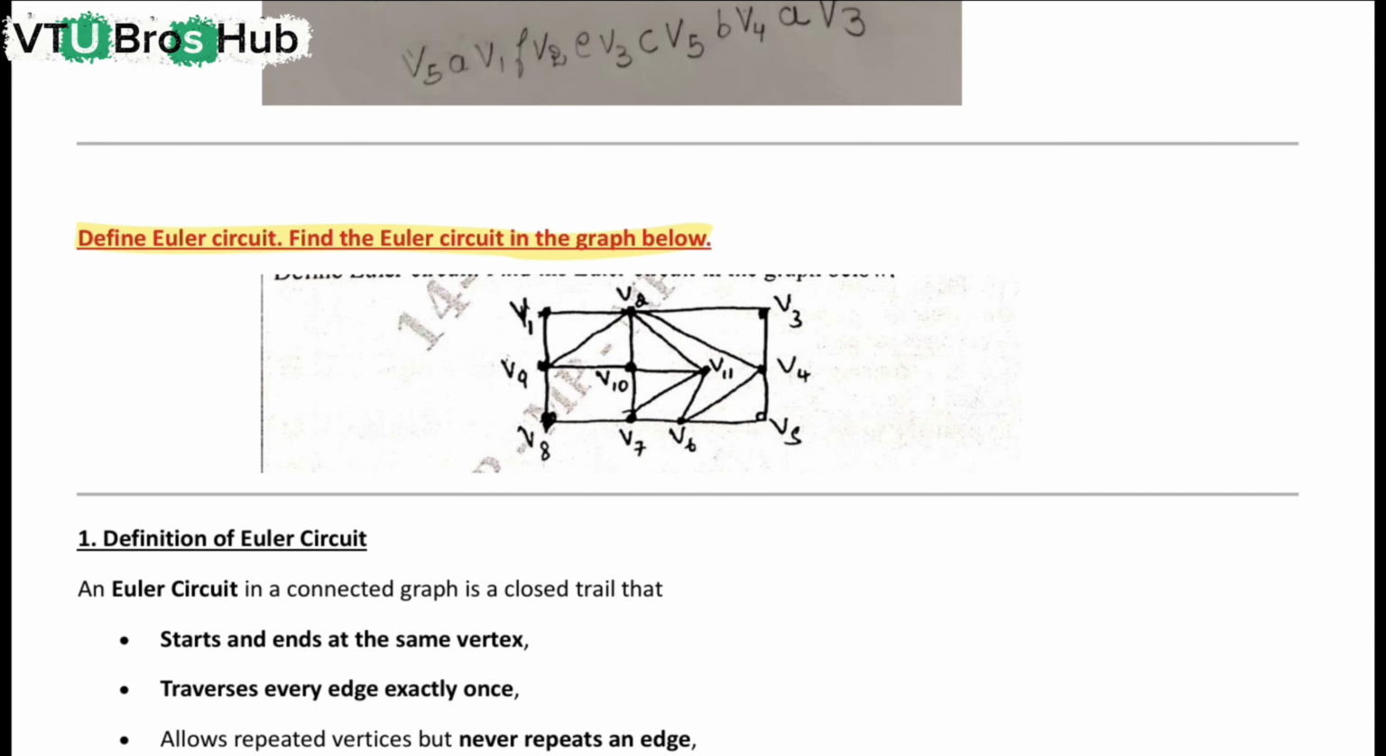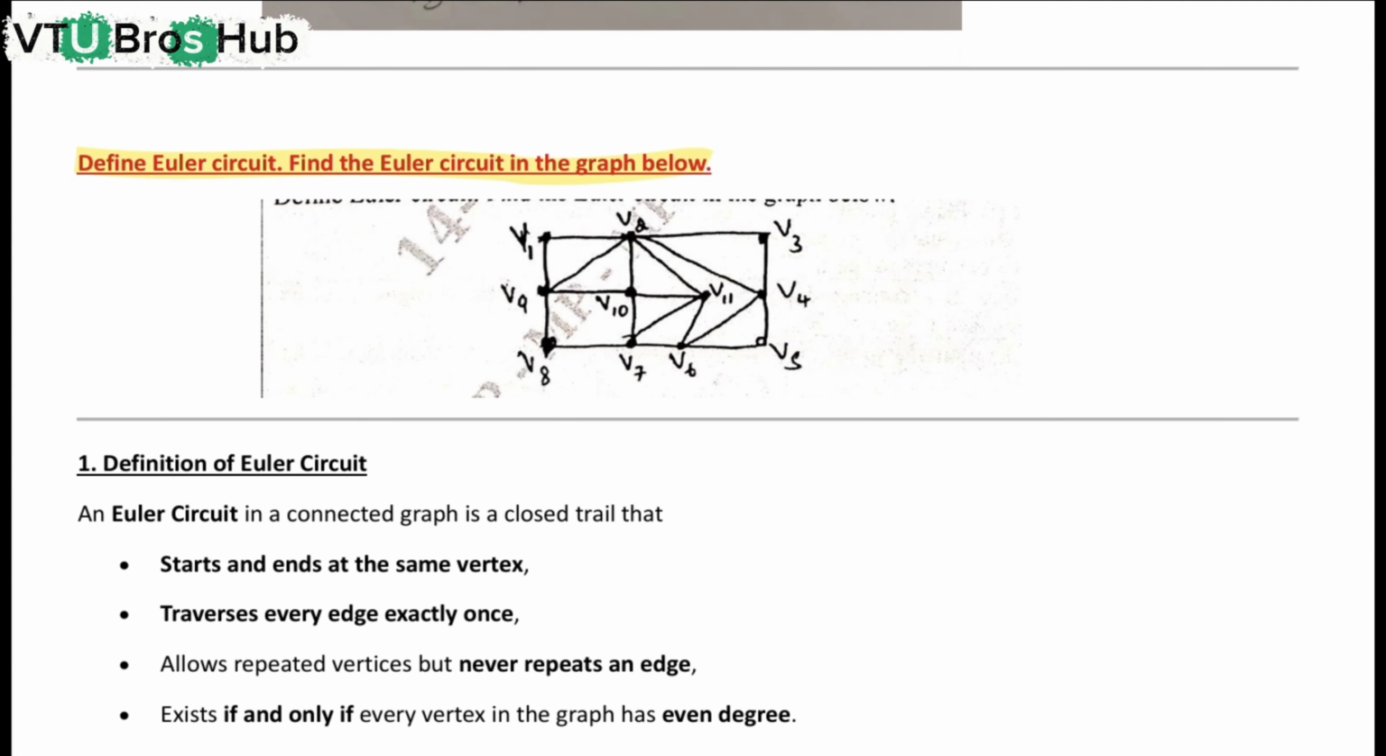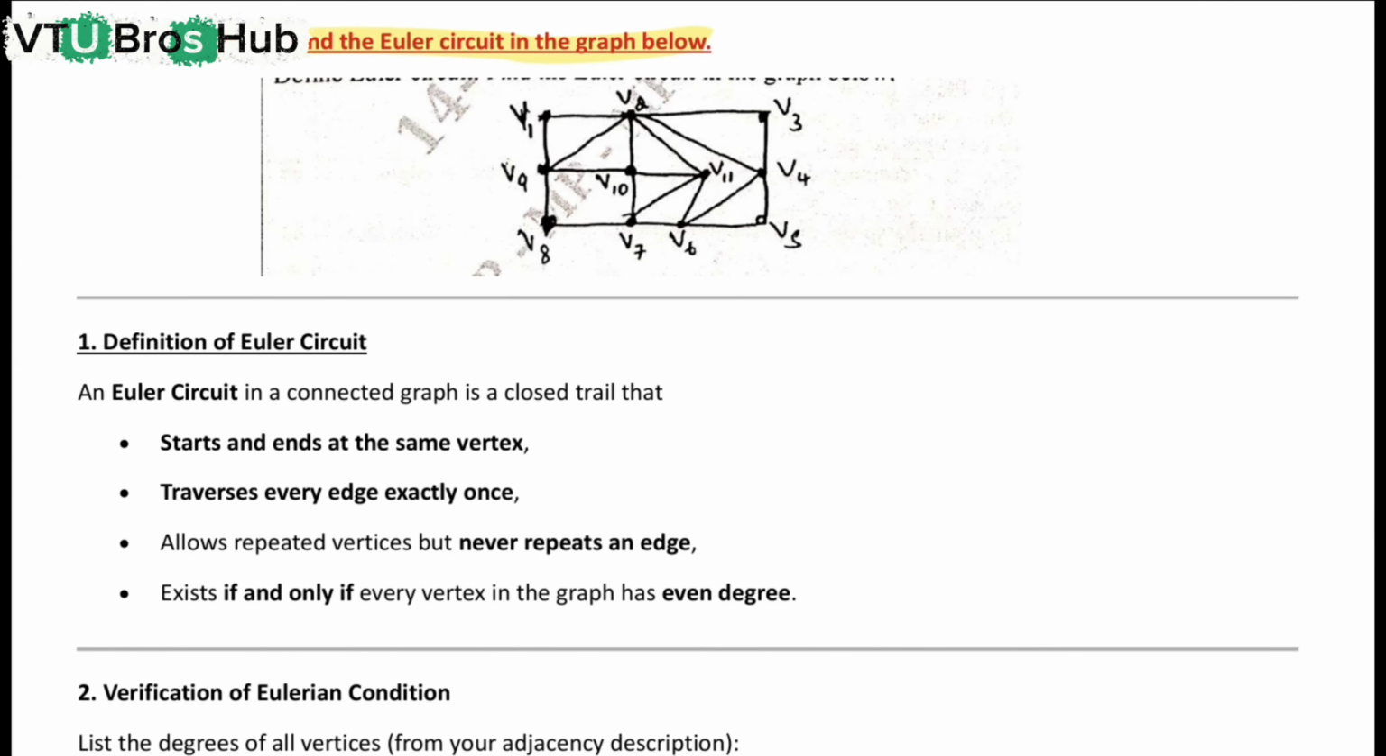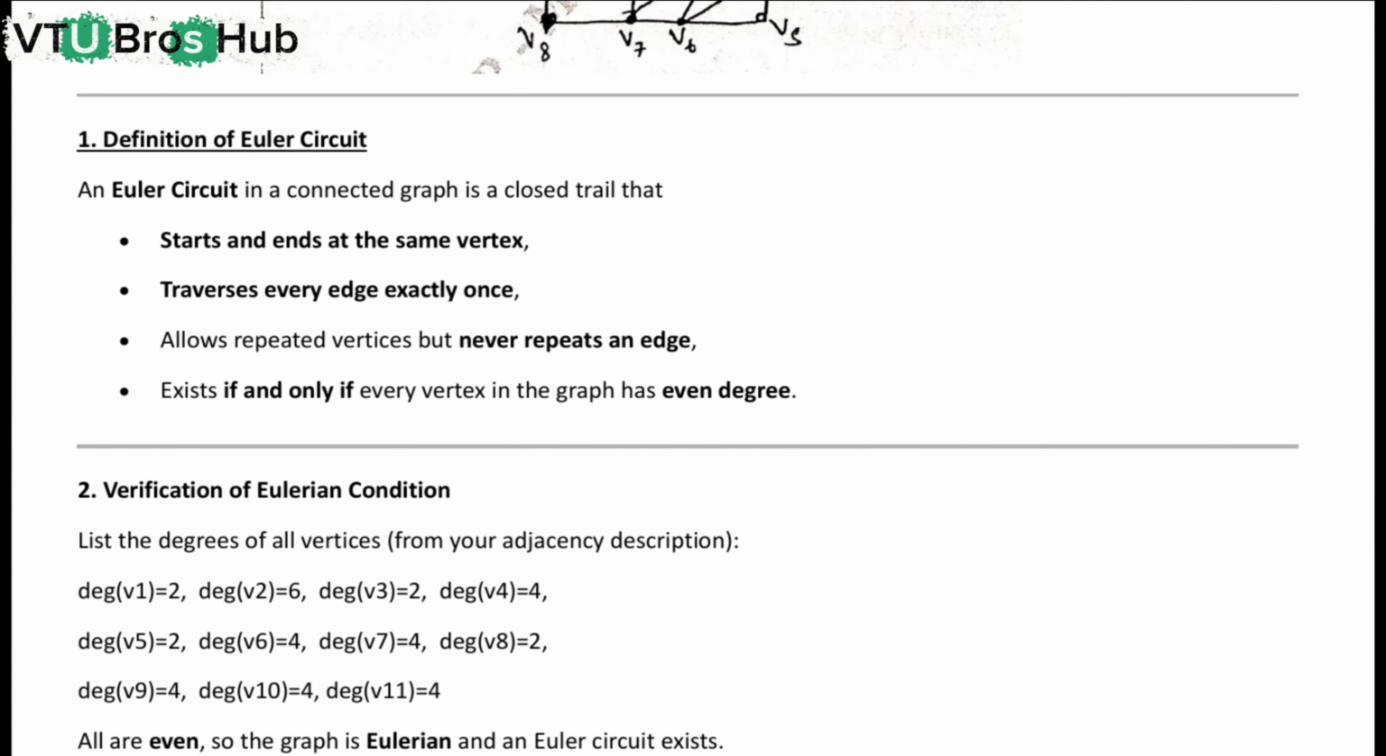This one's all about Euler circuits and how to find them. Question. Define Euler circuit. Find the Euler circuit in the graph below. 1. Definition of Euler circuit. An Euler circuit in a connected graph is a closed trail that starts and ends at the same vertex, traverses every edge exactly once, may revisit vertices but never repeats an edge, and exists only if every vertex in the graph has even degree.